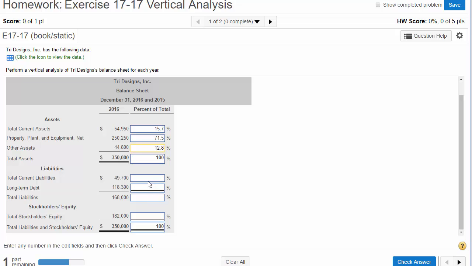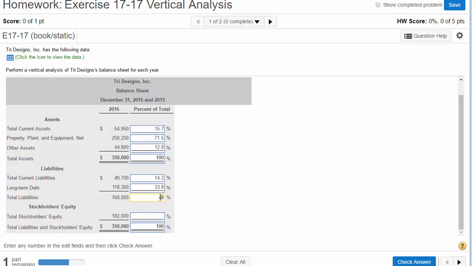Now let's go down here and do current liabilities. We're going to take 49,700 divided by 350,000. You can think of the base as either number, total assets or total liabilities and stockholders' equity. When we do the math, 49,700 divided by 350,000, we get 14.2%. Long-term debt, we've got 118,300 divided by 350,000, multiply by 100 to convert it to a percentage, and you get 33.8%. Then total liabilities, 168,000 divided by 350,000, we get 48%.